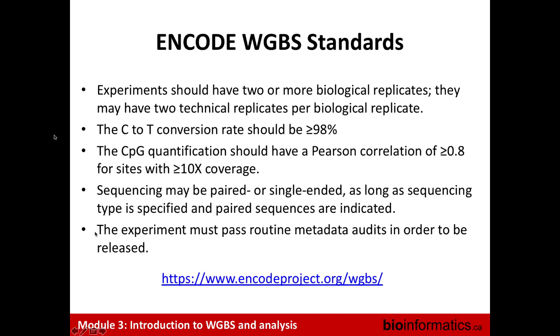So you see that ideally you have replicates in the same tissue. You want a conversion rate above 98%, so you want most of the Cs to be converted to T. Then if you do have replicates, you want the quantification for sites that are well covered to be high, with good correlation at CpGs. It's fine to have either paired end or single end, as long as you say which one it is.